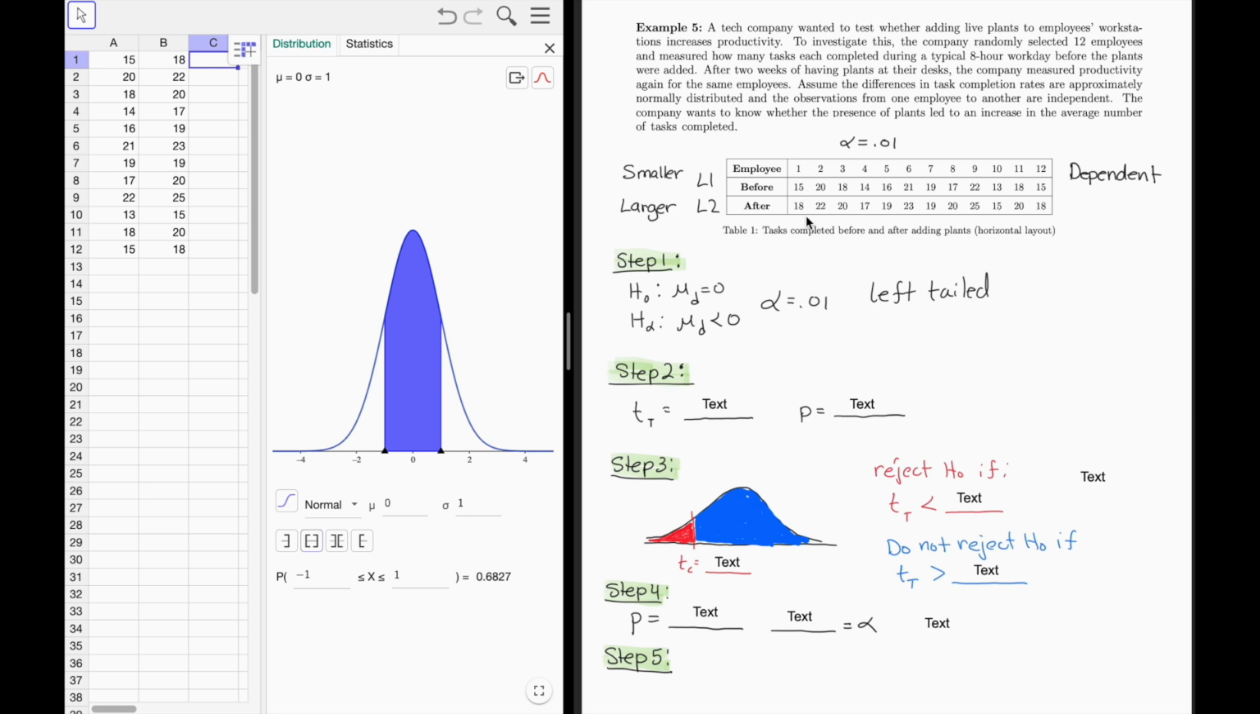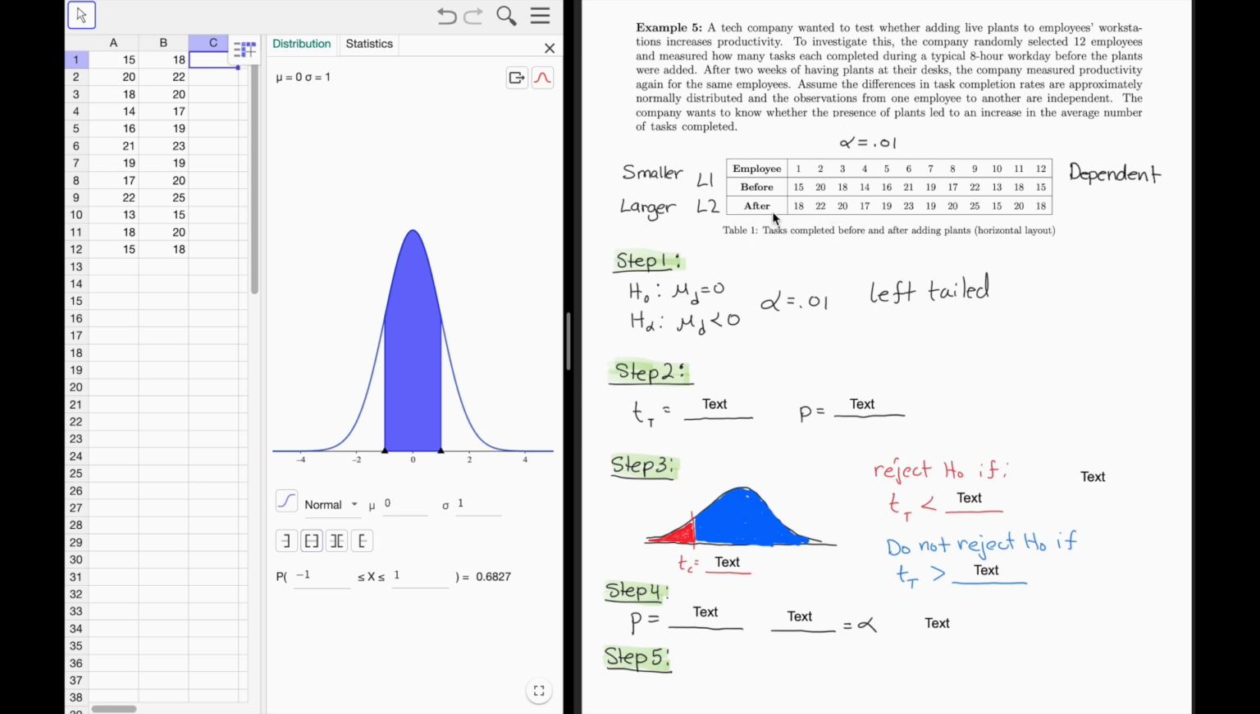So we have this data. We have 12 employees in total. This 15 was the number of tasks that employee 1 had completed before the planks were at their desk. And then after the planks were there for 2 weeks, this person had 18 tasks completed. So these two values have a connection to the same person. And so we're going to call this dependent, which means we're going to use the process called matched pairs.